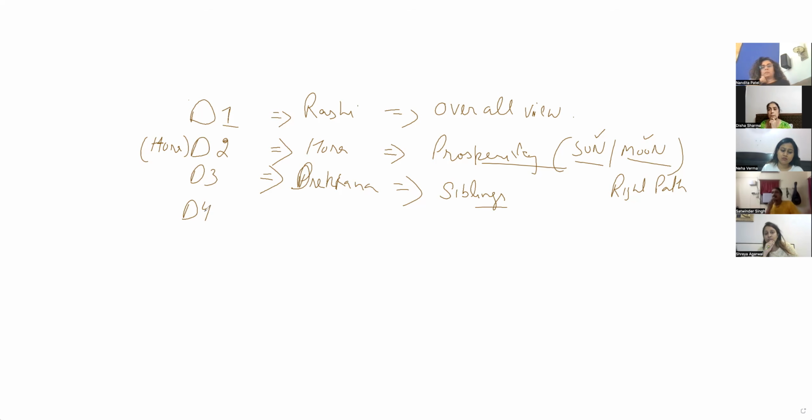There are certain charts that we are not using. There are certain charts that are used for prashna only. There are certain charts that we use for muhurat only.